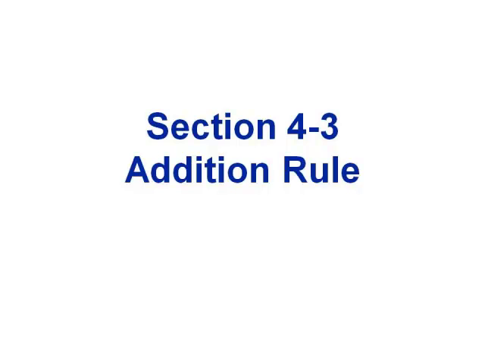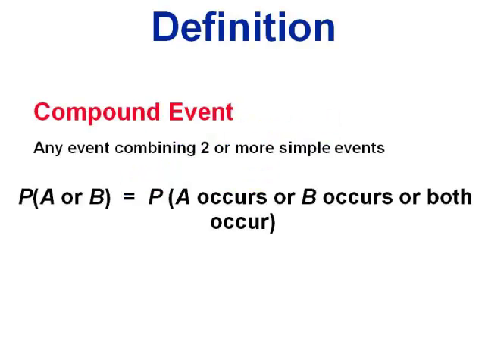Sometimes you're interested in the probability of more than one specific thing happening, and so in this section we're going to talk about how to add probabilities together. These are called compound events when we're interested in more than one thing happening, and specifically we're going to talk about the probability of one thing or another happening. So probability of A or B means either A or B or both.